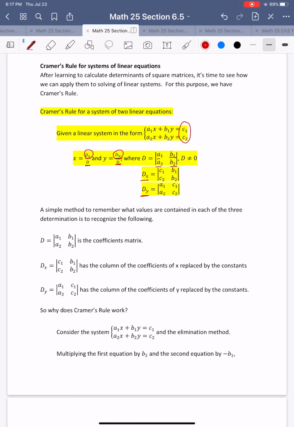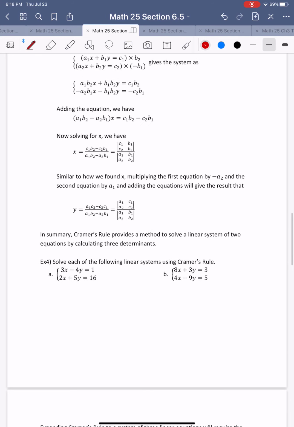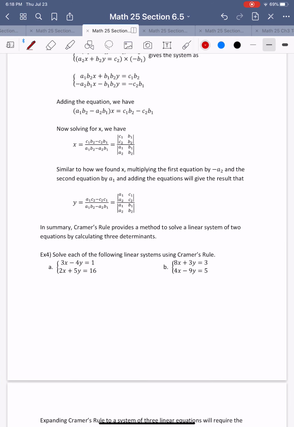A simple method to remember what values are contained in each of the three determinants is to recognize the following. D is a1, b1, a2, b2. Dx is c1, c2, b1, b2. And Dy is a1, a2, c1, c2. So when you consider this equation, that's what you do. That kind of explains why we get those. If you want to read it out, you can read it out, that's fine too. Okay, so let's use Cramer's rule to solve the problem.